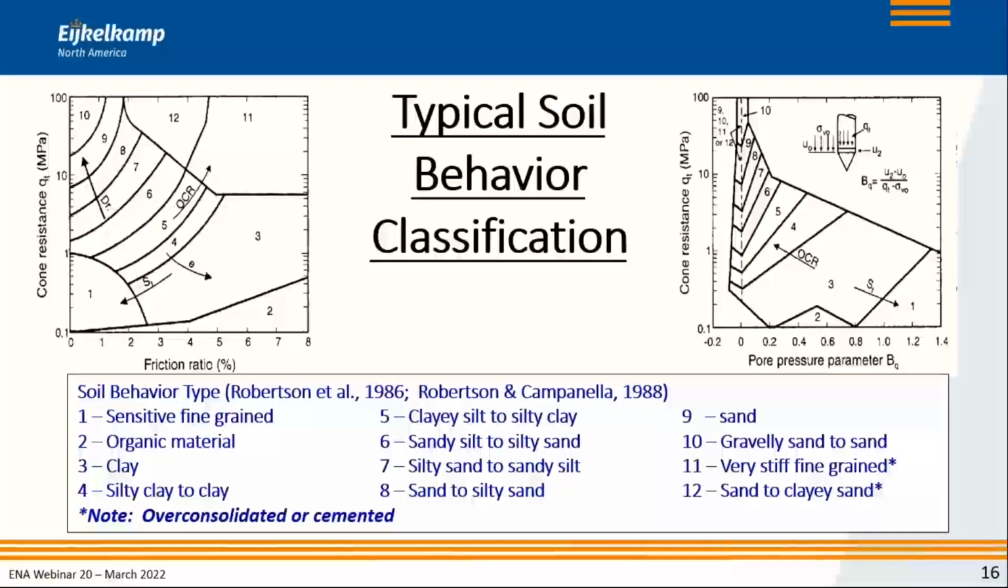You then define a number of fields, a number of areas that, according to Robertson and Campanella back in the 1980s, are classified as certain soil behaviors. Not, as said before, what the soil is, but how the soil behaves. And then on the right-hand side, we do the same thing again independently, but now for the tip resistance and the pore pressure. And you get the same 12 fields, and hopefully the two correlate and you get the same conclusion. But it describes how the soil behaves.